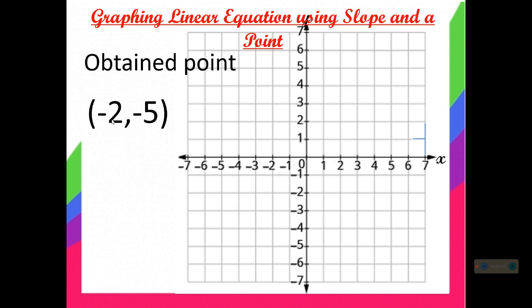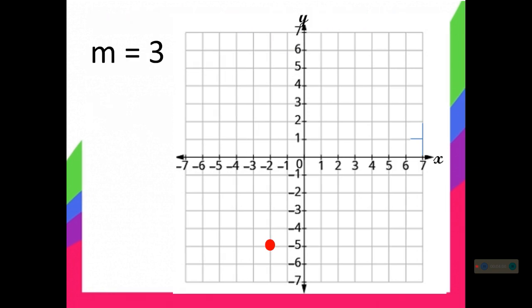So, again, since the two numbers are both negative, you are going to plot this on the third quadrant. We have here negative 2 and negative 5, so this is the place for negative 2, negative 5. Then, using again the slope, which is 3.